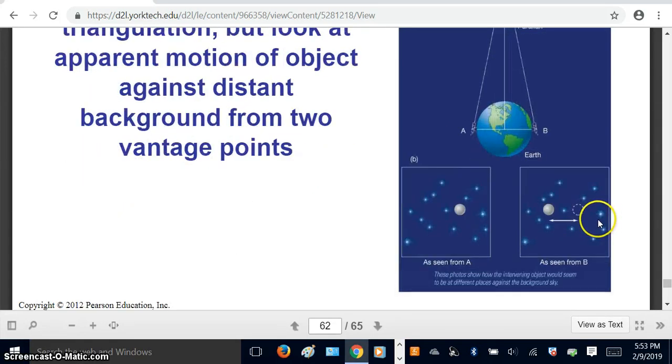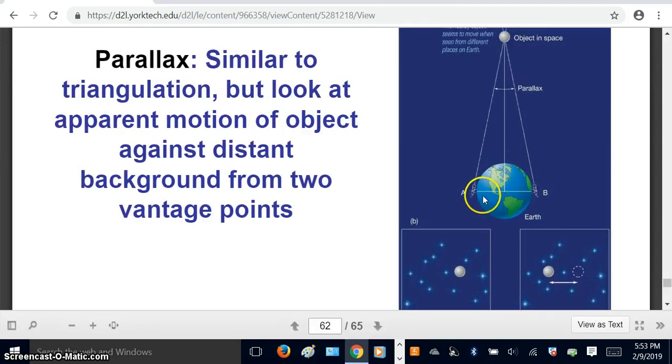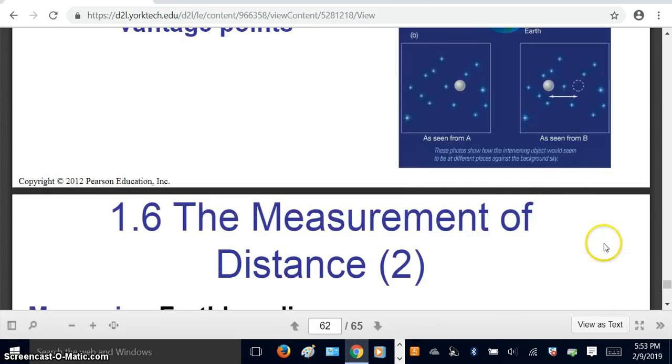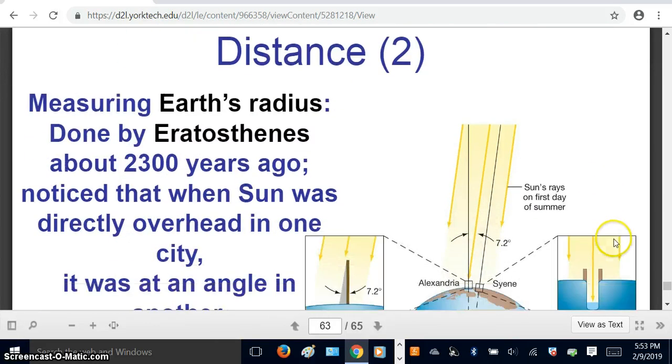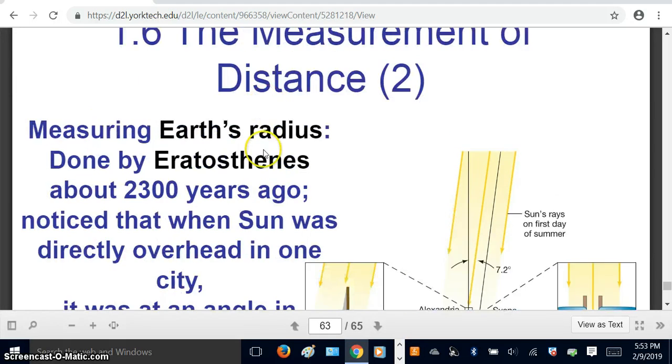That's not really very accurate with the Earth. The stars are so far away. You actually need to look at the star and then look at it 6 months later when the Earth is on the other side of the sun. And so we use that as our baseline. All right, so let's do a little bit of history here.